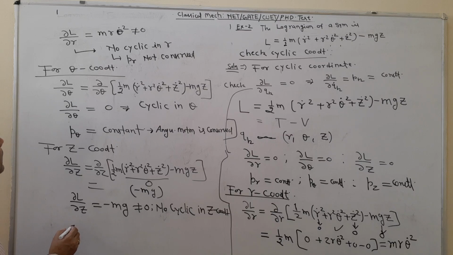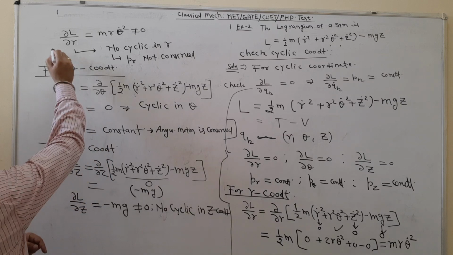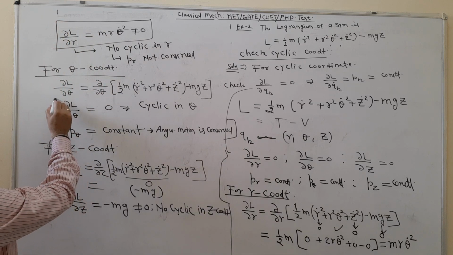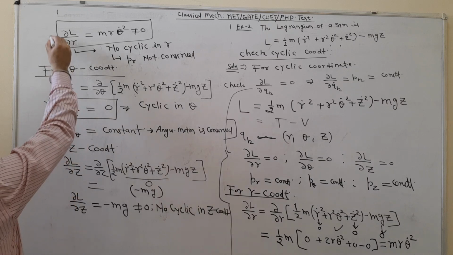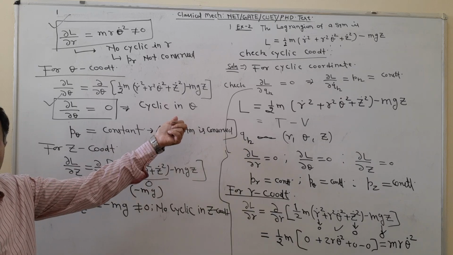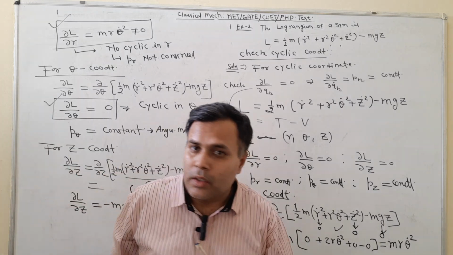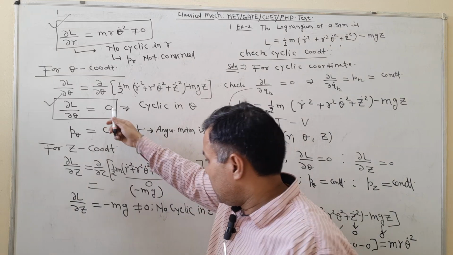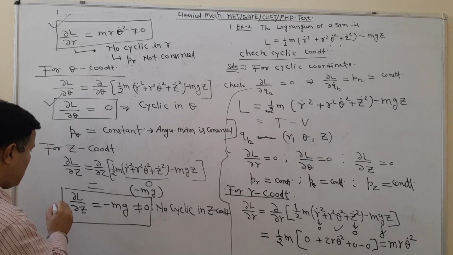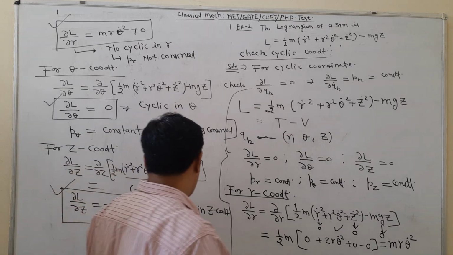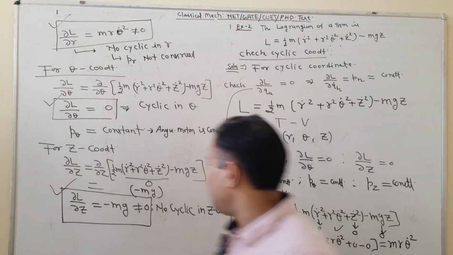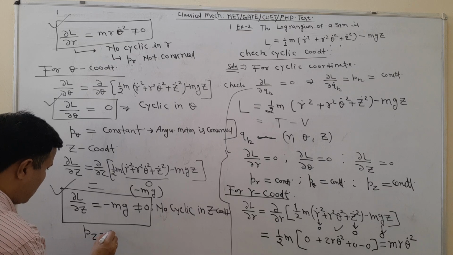So we can summarize that del L upon del r is not equal to 0, so no cyclic in r. Del L upon del theta is equal to 0, so the Lagrangian is cyclic in theta, which means the corresponding momentum is conserved, which means angular momentum is conserved. And del L upon del z is again not equal to 0, which means no cyclic in the z coordinate. It means the corresponding momentum p_z is not conserved.